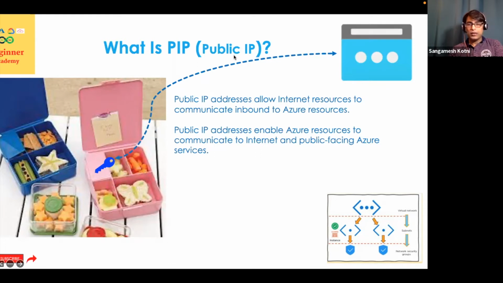In normal day-to-day life, we call it by a small name, PIP. So it's called public IP. In order to access your virtual machine over the internet, you require a static public IP. With that only, for example, in this case, we would be hosting a virtual machine.